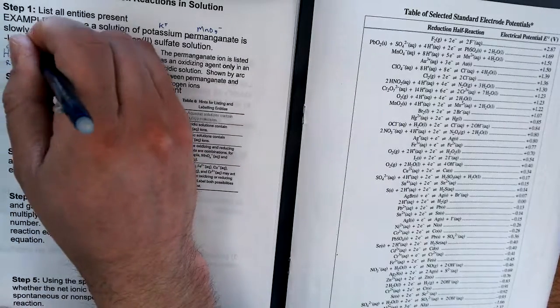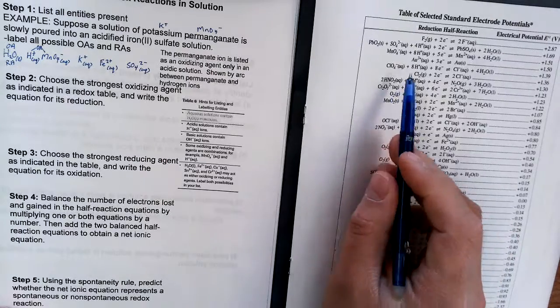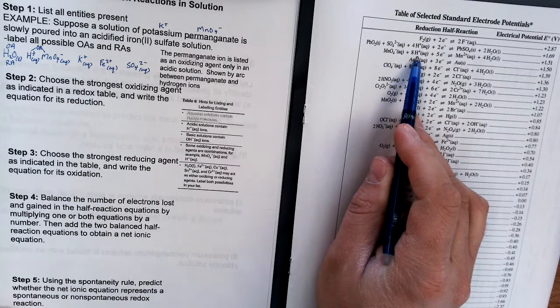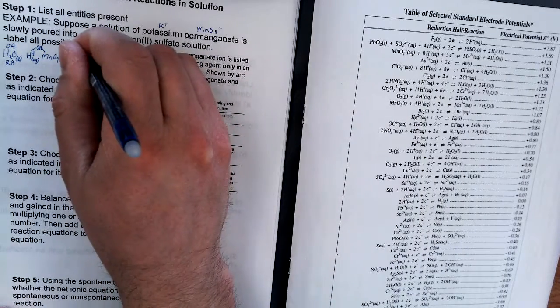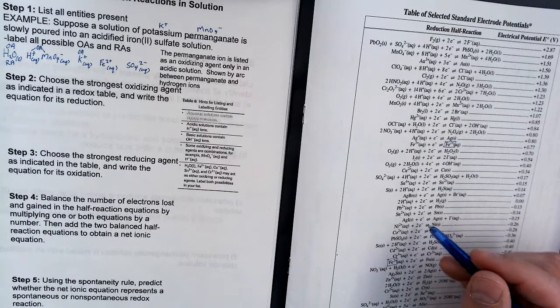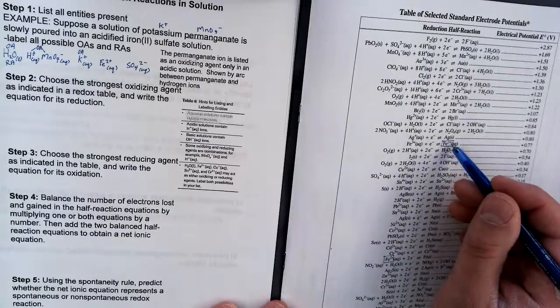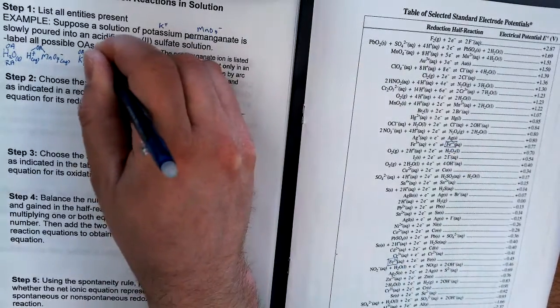H plus and MnO4 are an oxidizing agent. That's up here, MnO4 and H plus. Potassium is way down here. It's an oxidizing agent, but a really weak one. Fe2 plus is another one. It can be a reducing agent, it's on this side, or an oxidizing agent.